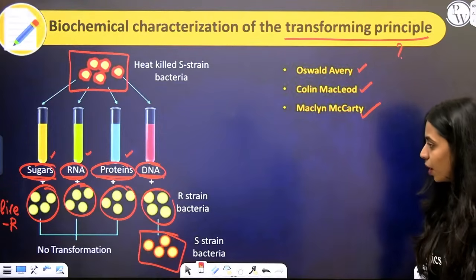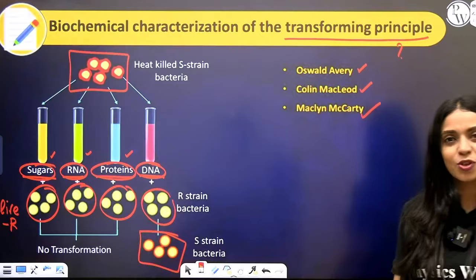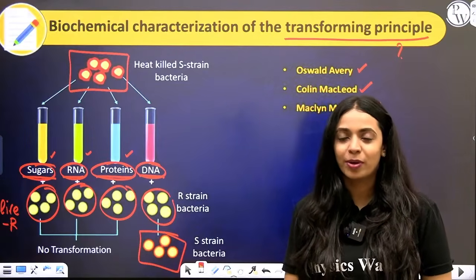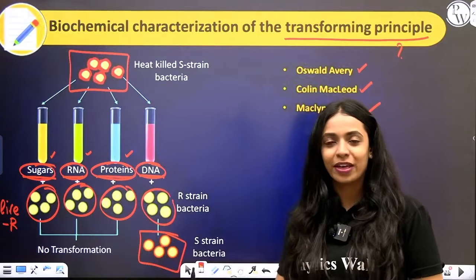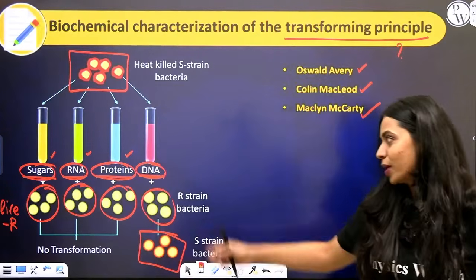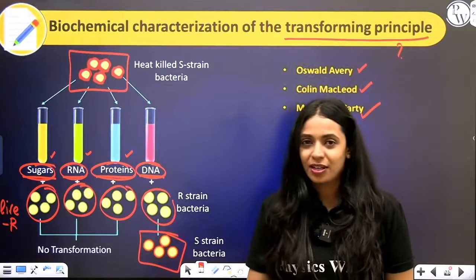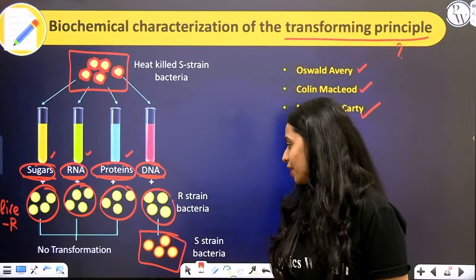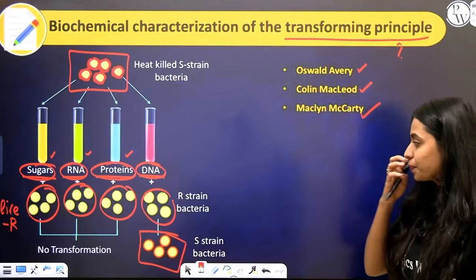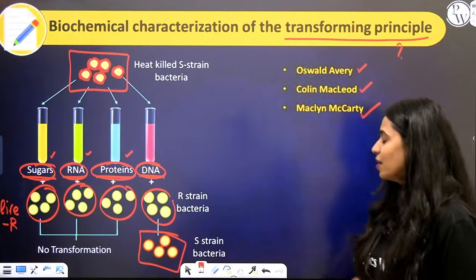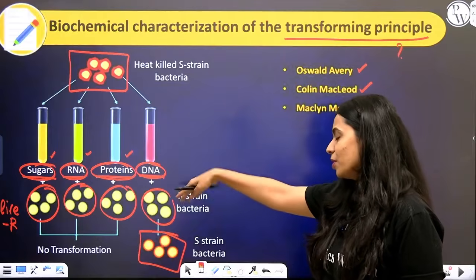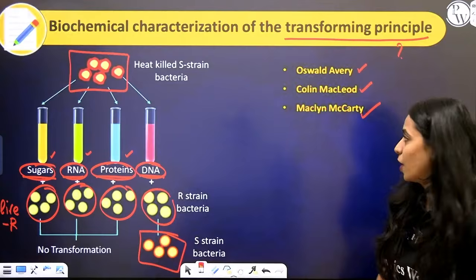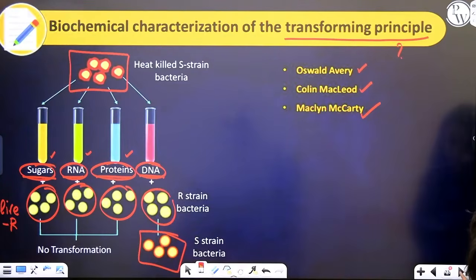So transformation means, you know, right? You've seen these transformation videos on Instagram and YouTube and all of that. Somebody comes there and they do this and go away and they're a different person altogether. So that's what happened here basically. So R strain took up this DNA and then it transformed into S strain. And this kind of confirmed that it is DNA that is responsible for the transformation of R strain into S strain bacteria. Okay. So still people had their doubts.